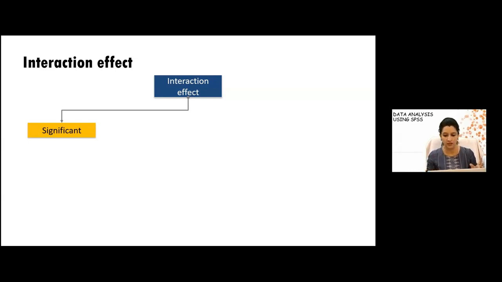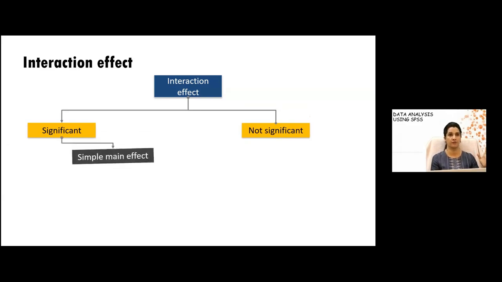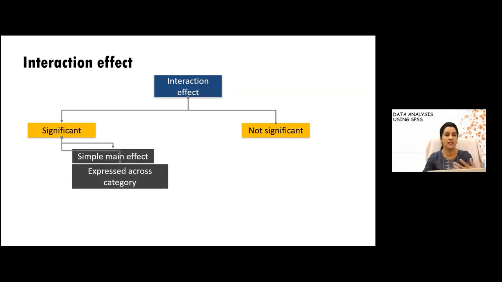If it is significant, we report simple main effect. And there can be two possibilities: either it will be significant or it will be non-significant. If it is significant, then we report simple main effect. What do we understand by simple main effect? That we will see. In simple main effect, we basically take account of the presence of another independent variable, and it is expressed along both the categories.